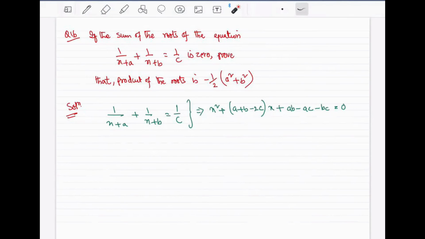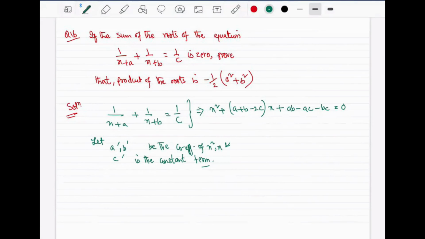Since we have a, b, c already, let's consider the coefficient b. Actually, from earlier, we denote a, b, and c as the coefficients of x square, x, and constant term, right? But a, b, c is already present here. So let's denote the coefficients as a prime, b prime, and c prime. So let a prime, b prime, and c prime be the coefficients of x square, x, and c prime is the constant term, right?